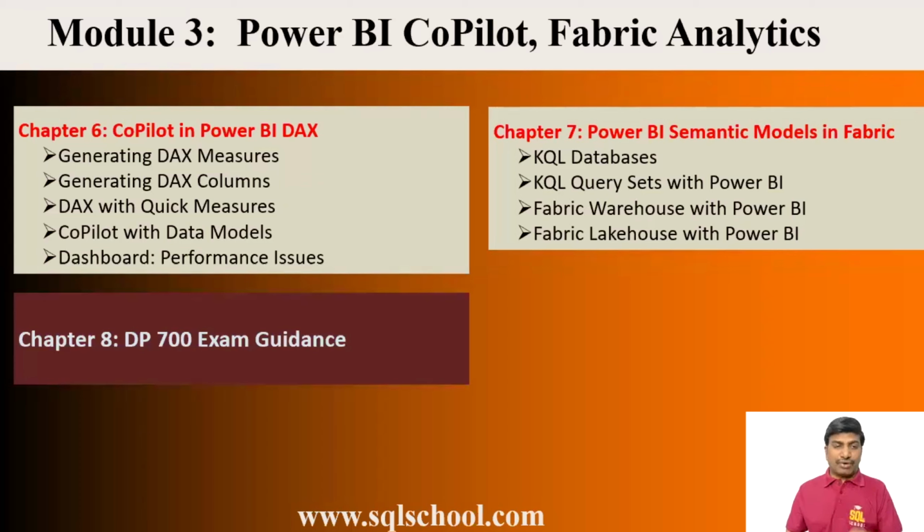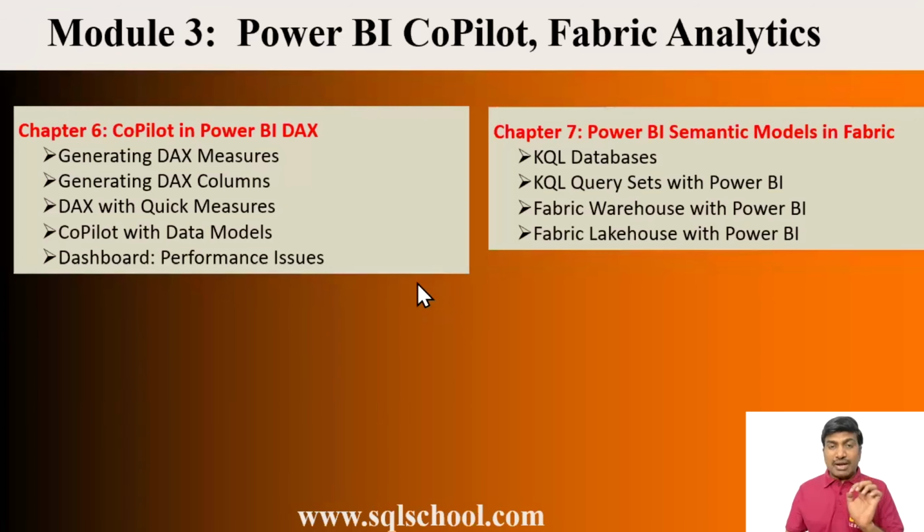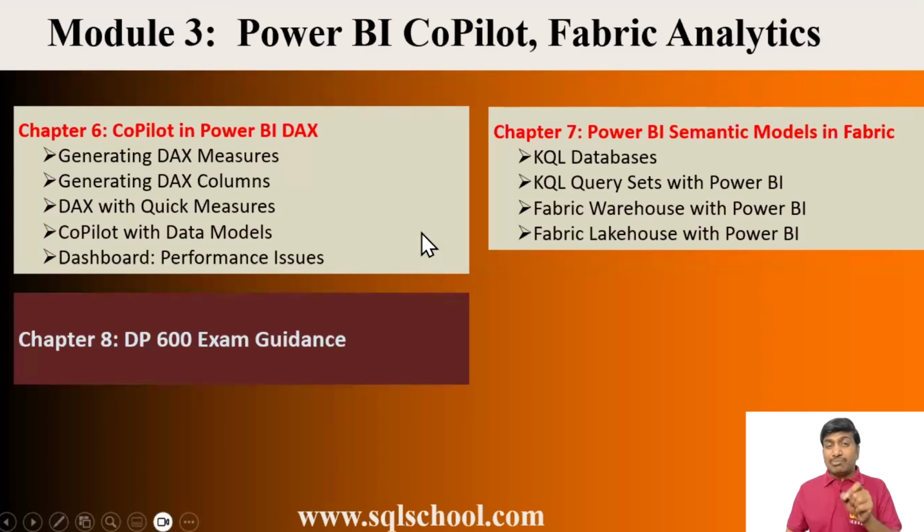I'll make them straightforward. With DP 600 examination guidance, it's not 700. I'll just quickly correct it, nothing wrong. I'll make sure I provide the correct information. It's DP 700 for data engineer. For analytics, it is DP 600.